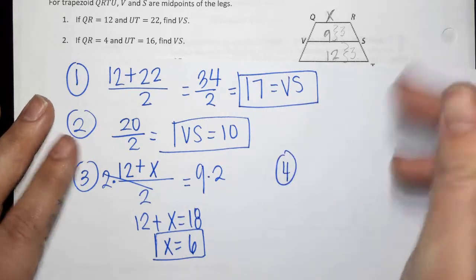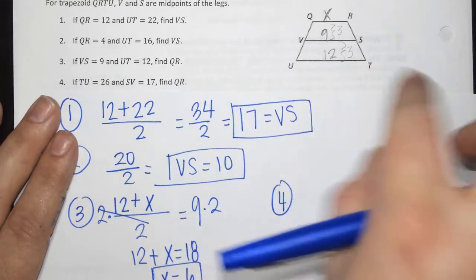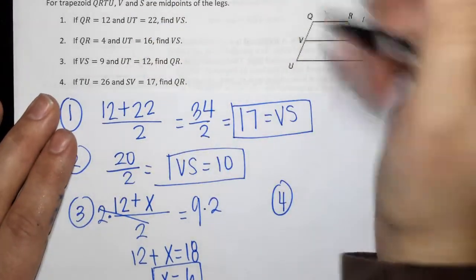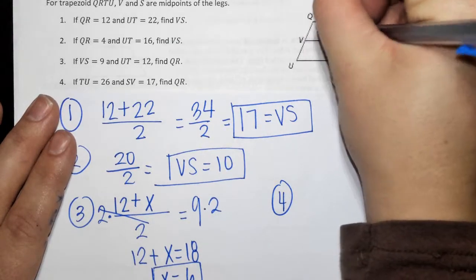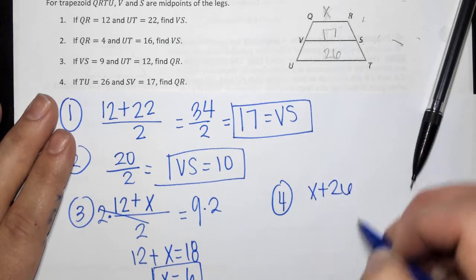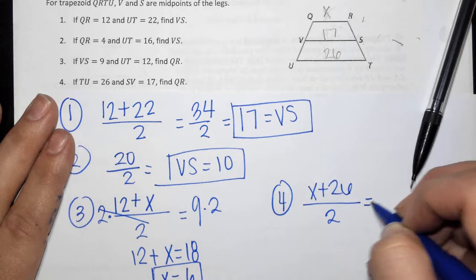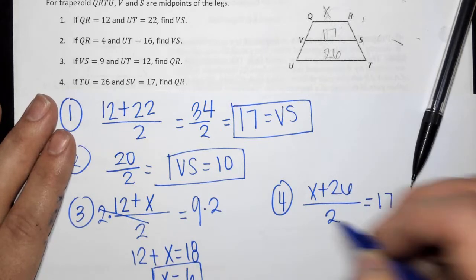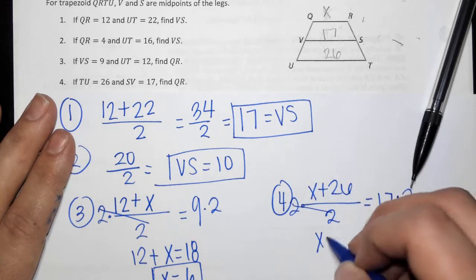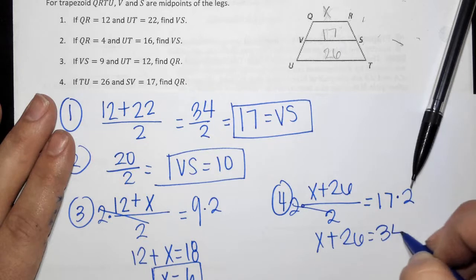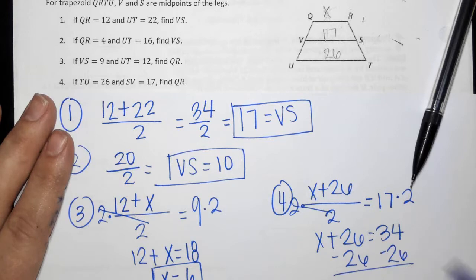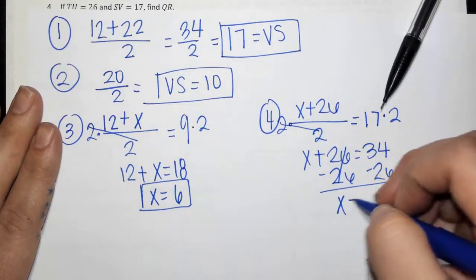We'll try it. Okay, 4. Same thing. TU is now 26. SV is 17. Find QR. Same thing. X plus 26. Like I said, I kind of just want you to get in this habit because the equations are going to get a little bit more difficult the further we get. Times 2. So you have X plus 26 equals 34. Subtract 26. X is equal to 8.